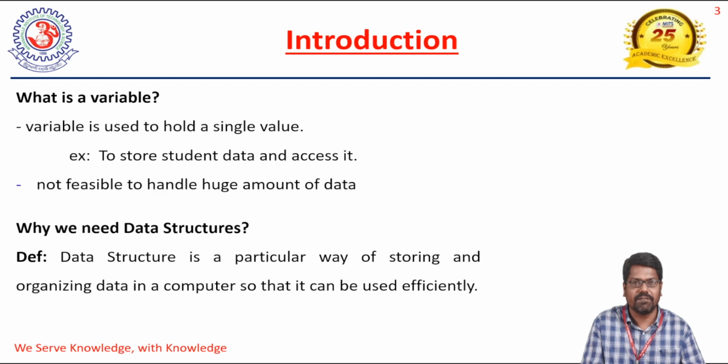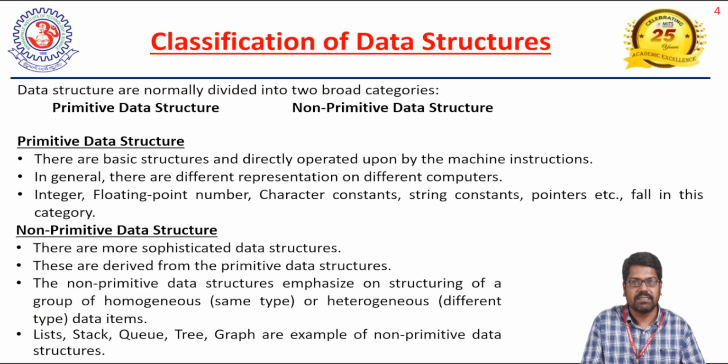Now coming to the definition: a data structure is a way of organizing or arranging the data in a computer's memory so that it can be used or accessed efficiently. Now we'll go to the next slide, that is the classification of data structures. Data structures are classified into two broad categories. One is primitive data structure, and the next one is non-primitive data structure.